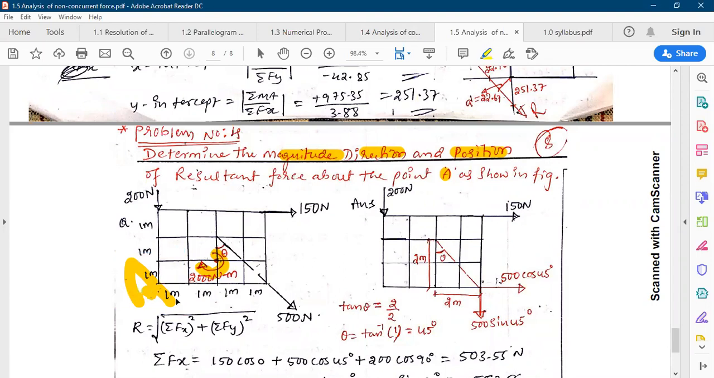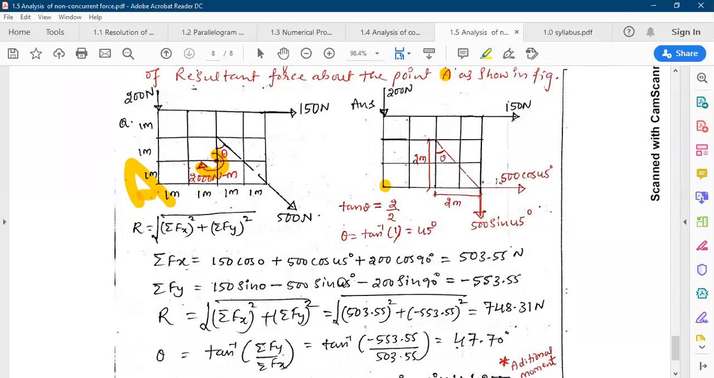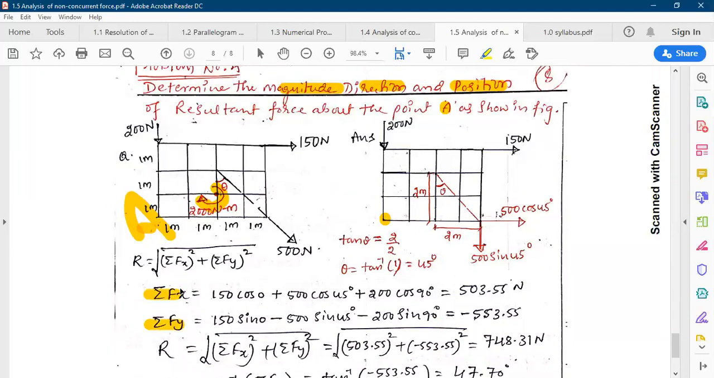This is the point A, right? So here this is point A. So resolve all the forces. Consider the x component and y component for the calculation of sigma Fx and sigma Fy. Check it. Look at the forces. How many forces are acting here?